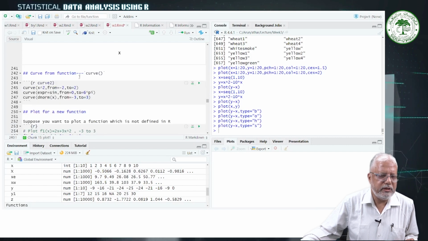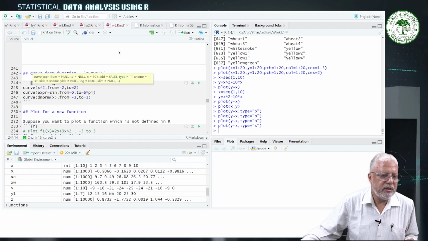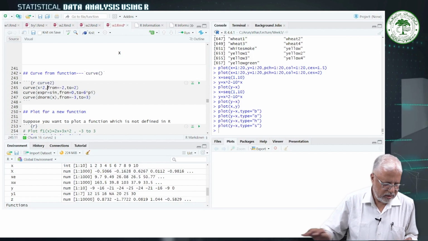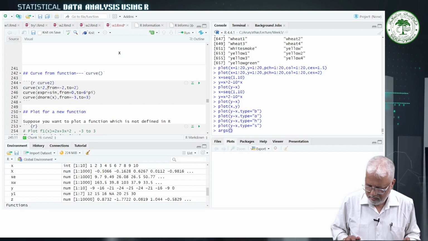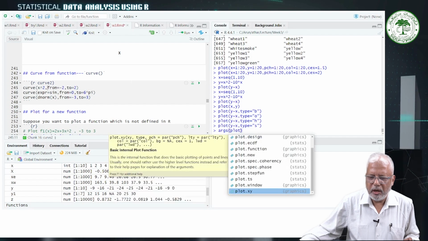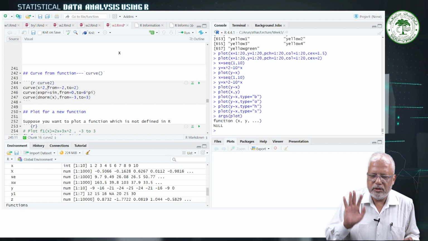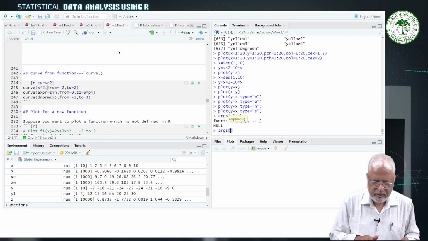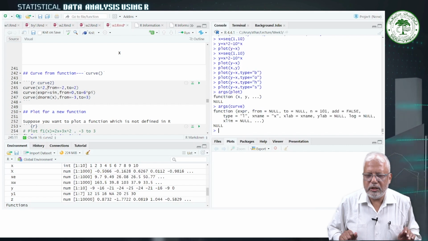Now I would like to briefly describe the curve. Here the function is curve. I can go for control 2, args plot, and here there are many options, and args curve. So these are the options.